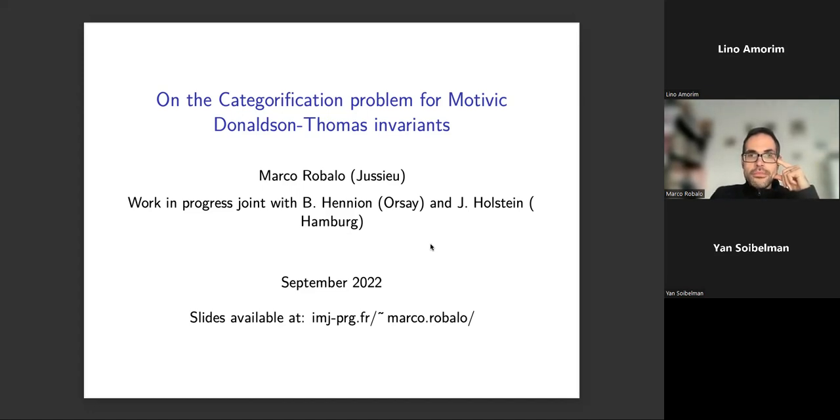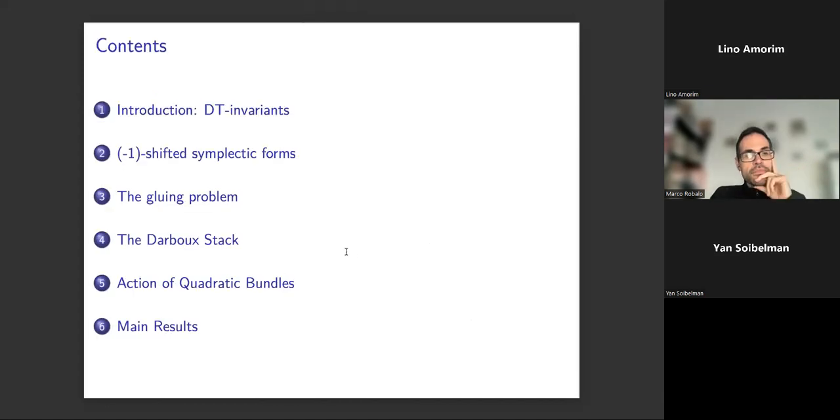So I started by preparing a small introduction to DT-invariants. I think most people here won't need this introduction. I would need this introduction for myself. I think you all probably know this much better than me. So anyway, I have this slide. I'll pass it fast. And then I will explain this shifted symplectic forms business. I will explain the gluing problem, what we're actually trying to do. And then in the last 3 parts, I will explain how we try to do it, the strategy for this gluing problem.